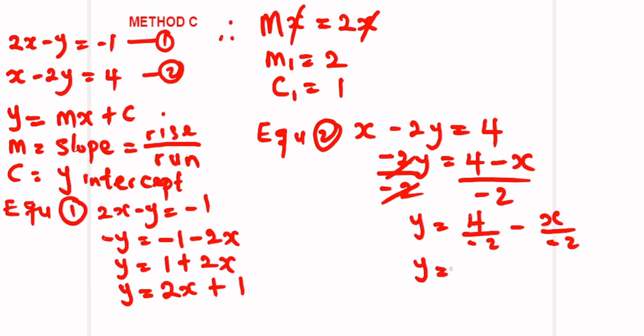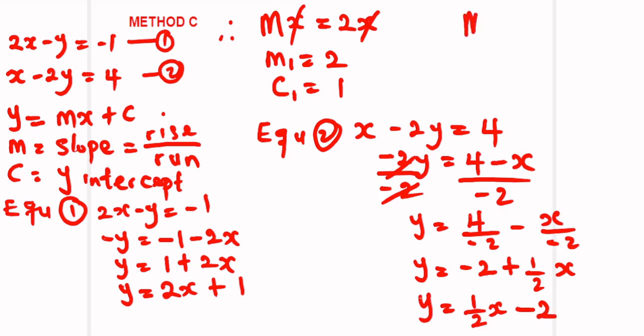So y is equal to 4 divided by minus 2, which is minus 2. Then minus and minus is plus. Plus what? 1 over 2x. 1 over 2x is still the same as x over 2. I'm just placing that there so that we'll be able to get our m and c. So let's rearrange this. Y is equal to 1 over 2x minus 2. So therefore, you agree with me that our m2 is going to be 1 over 2, then c2 is going to be minus 2.